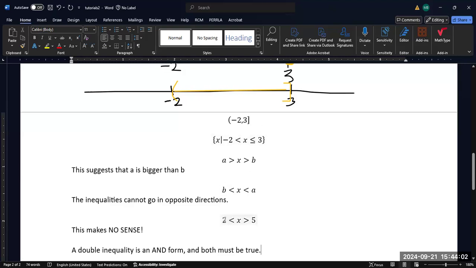But if x is greater than 2, but also greater than 5, that doesn't make any sense. You can't be greater than 2 and also still be greater than 5 at the same time. If this statement was true, the only thing that you could do is to be greater than 5. So you can't do this. This is bad, bad, bad form. So I'm actually going to put a strike through this just to remind us, this is terrible.